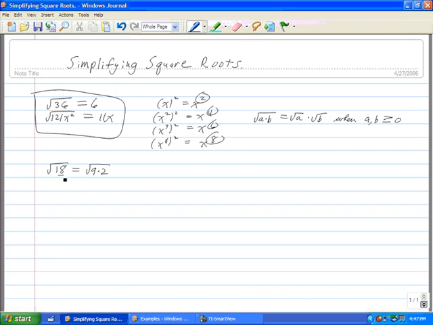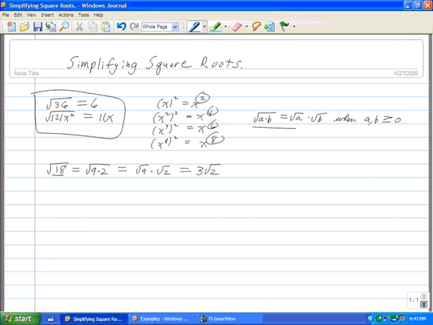So since the 18 can be broken up into the 9 times 2, this rule says that this can be further broken up into the square root of 9 times the square root of 2. The square root of 9 can be calculated, so we need to do it. And 2 is not a perfect square. It doesn't contain any perfect squares, so that's where we can stop.